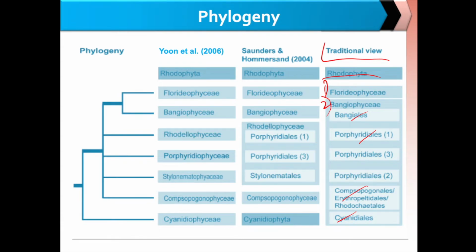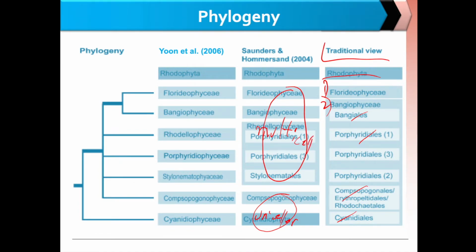earlier 2004 version of Saunders and Hommersand, they updated this to incorporate the morphological difference of your most unicellular and multicellular rhodophytes. So they lumped this into at least, if I'm not mistaken, at least two groups. So these are the more multicellular, and this group right here is the more at least unicellular in nature. So multicellular groupings, unicellular groupings.